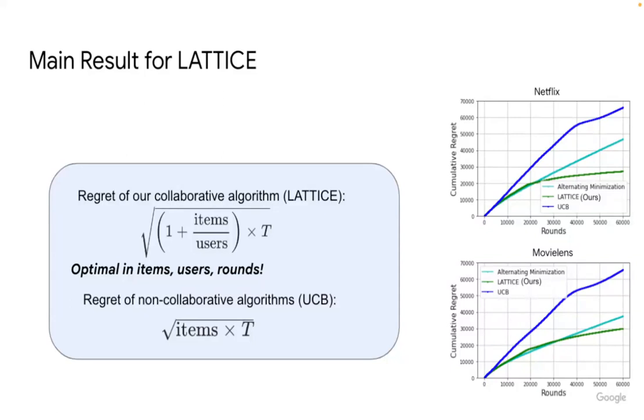We implemented our algorithm for two real-world datasets, Netflix and MovieLens, and we compared the empirical performance, that is, the empirical regret of our algorithm versus the UCB algorithm, which is a non-collaborative algorithm. As you can clearly see, the regret of the UCB shown by the deep blue curve over here is way higher than the regret of our algorithm shown by the green curve. It turns out that our algorithm also outperforms a strong baseline, which is known as alternating minimization for this problem.